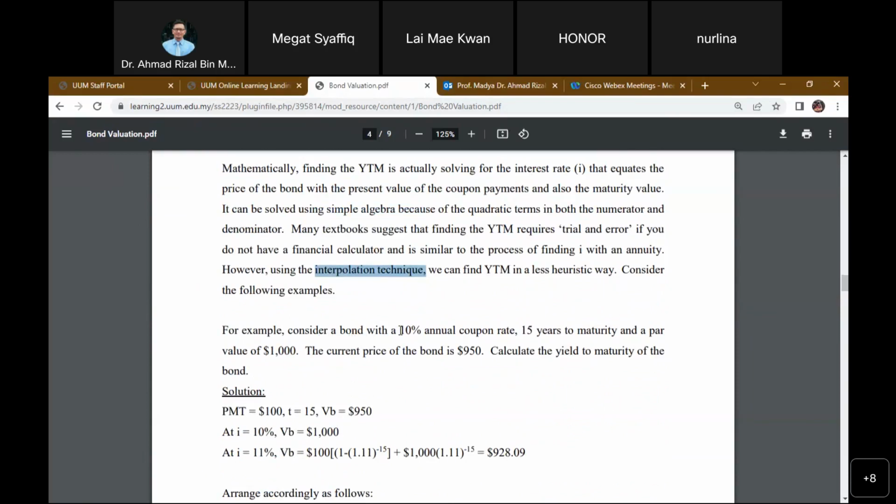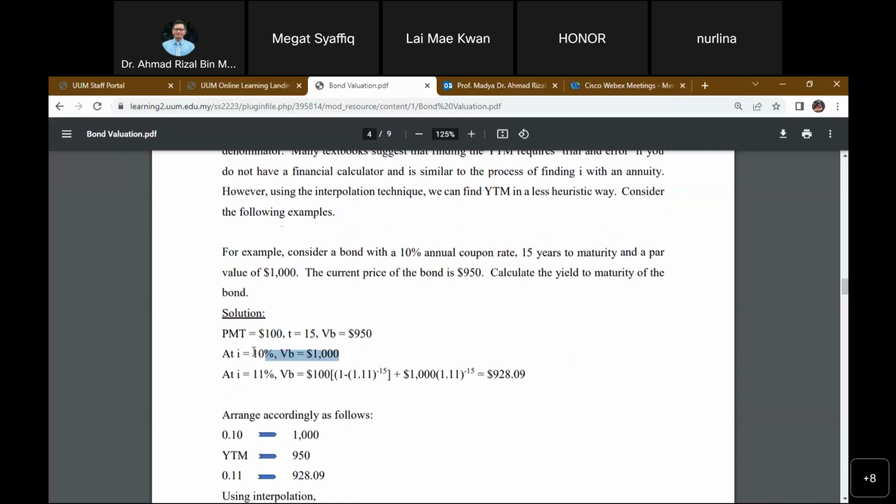Consider a bond with a 10% annual coupon rate, 15 years to maturity, par value 1,000. And it's given that the price of the bond is 950. So you already know the value of the bond. With this value of 950, 10% coupon rate, 15 years to maturity, what would be the yield to maturity of the bond? First and foremost, you calculate the PMT first. The coupon payment is 10% times 1,000, which is 100. T is 15 years. Value of the bond is 950.